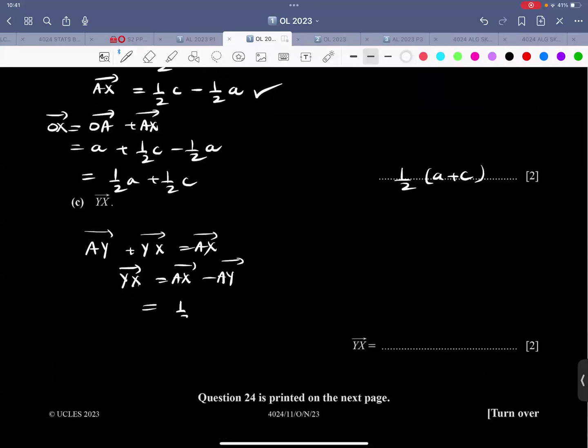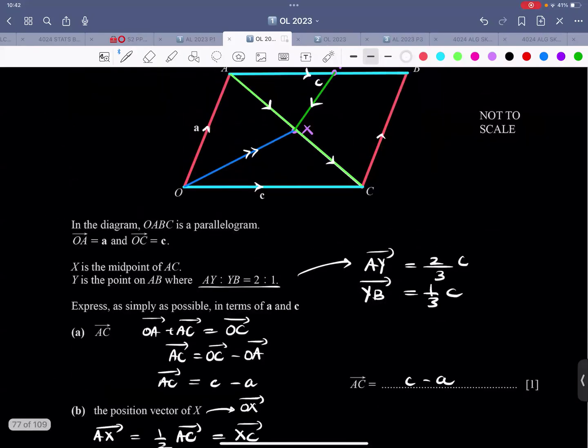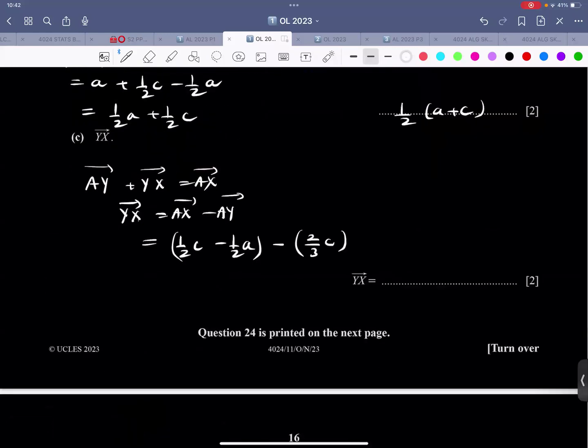That's half C minus half A. Half C minus half A, bracket closed. And AY is over here, which is 2/3 C. This is 2/3 C. So negative half A is written first. And half minus 2/3, let me do the working over here. Half minus 2/3. So the LCM is 6. 6 divided by 2 is 3, so therefore, this is 3 into 1, and 2 into 2 is 4. So 3 minus 4, that is negative 1/6 C. So negative half A, negative 1/6 C, this is the subtraction of this thing, not this thing.